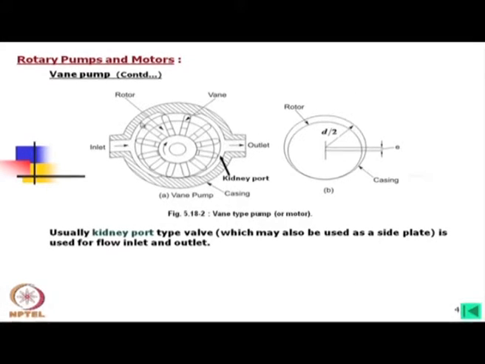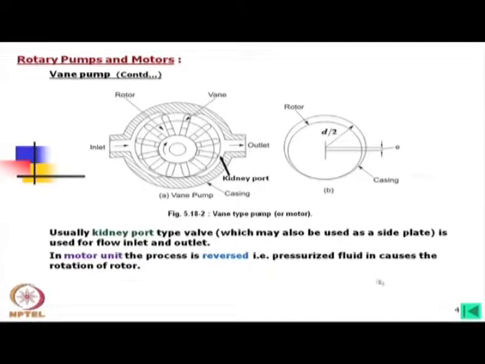Now, the ports which we have used here are simply kidney type ports, we call them kidney ports as they look like a kidney. Of motor unit, as I have told, this is the reverse process and the basic feature is the same. The only thing we have to be careful about is the direction of the vane.